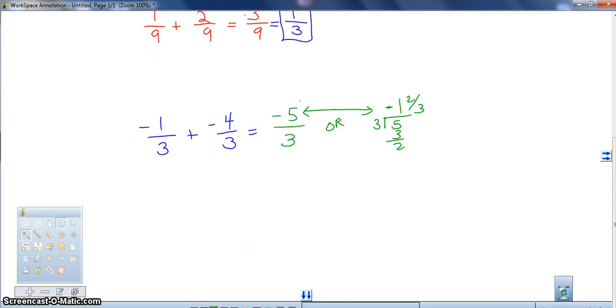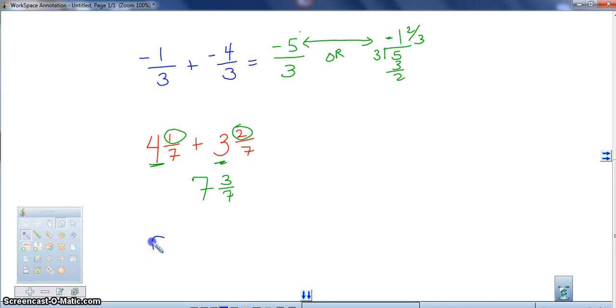What about when you have mixed numbers? Let's do 4 and 1/7 plus 3 and 2/7. Well, you do 4 plus 3 is 7, and then you have 7 as the fraction, and 1 plus 2 is 3.